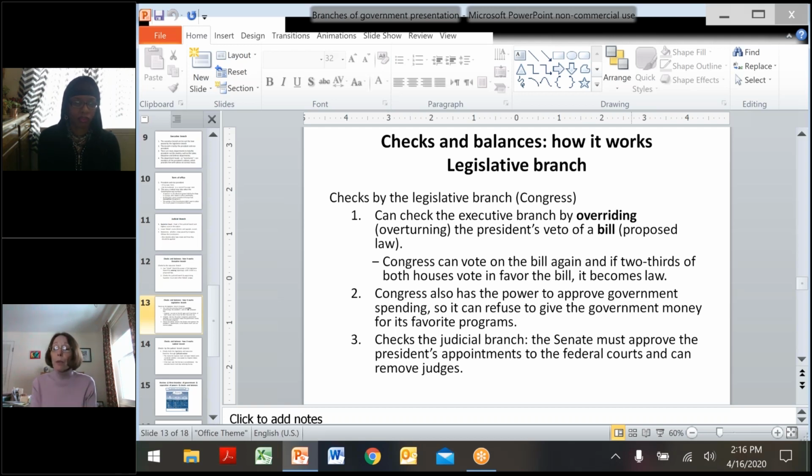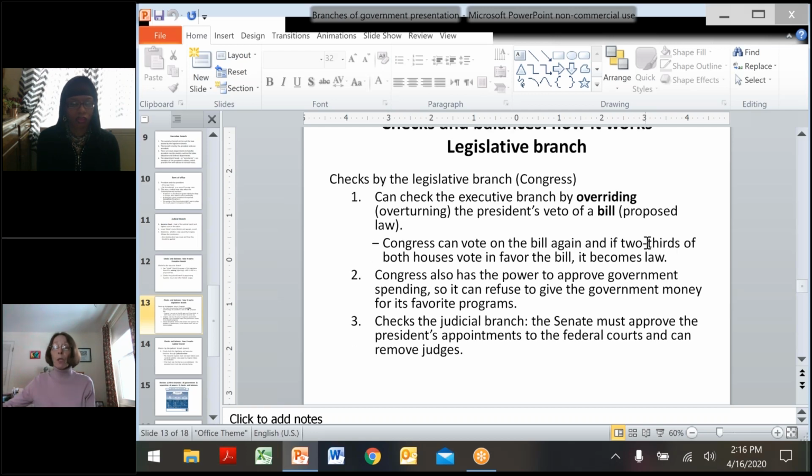Congress also has the power to approve government spending, the budget. So it can refuse to give the executive branch the money for its favorite programs. And it also has power over the judicial branch because the Senate must approve the president's appointments to the federal courts. And it can also remove judges, which is called impeachment, which also does not happen very often, very rare, but it has happened. Okay, any questions at all about this? No? Okay.